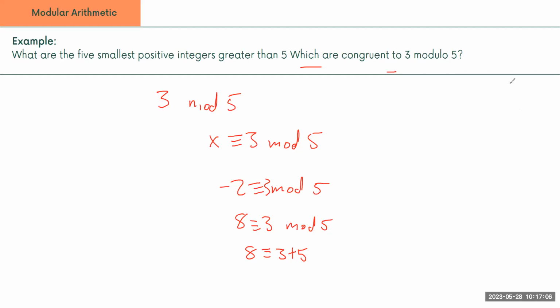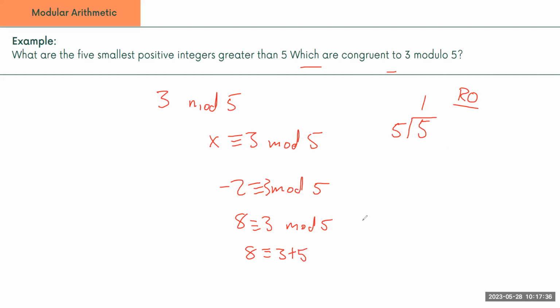Can anyone tell me, in other words, what's the remainder when you divide 5 by 5? Three. When you divide, okay, let's do this real quick. So when we divide 5 by 5, it divides evenly, right? So we have a remainder of 0.